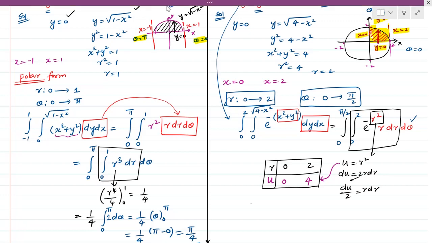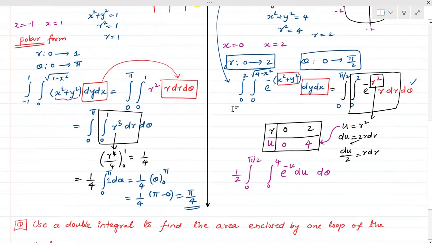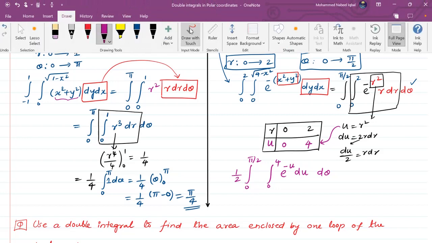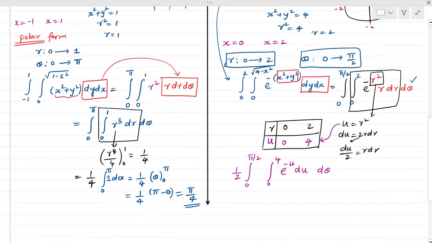Now I will substitute this here. The integral becomes the integral from 0 to pi over 2 of the integral from 0 to 4 of e to the power minus u times du over 2, with the 1 over 2 taken outside the integral, and here you have d theta. Now you have to integrate. We will integrate this part separately and then substitute the values. This is the best method. So e power minus u over minus 1, from 0 to 4.